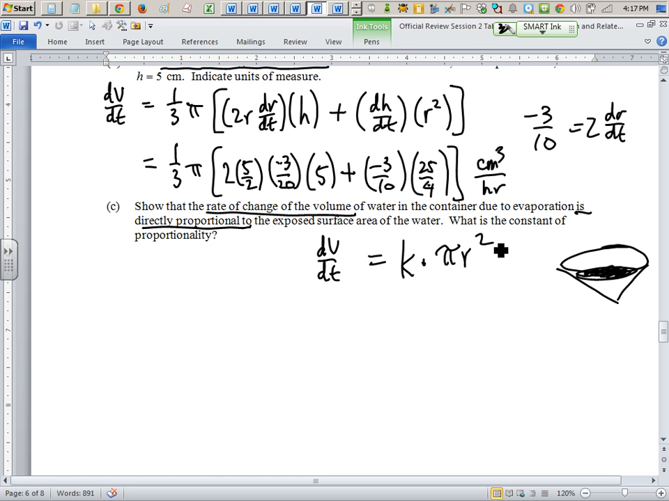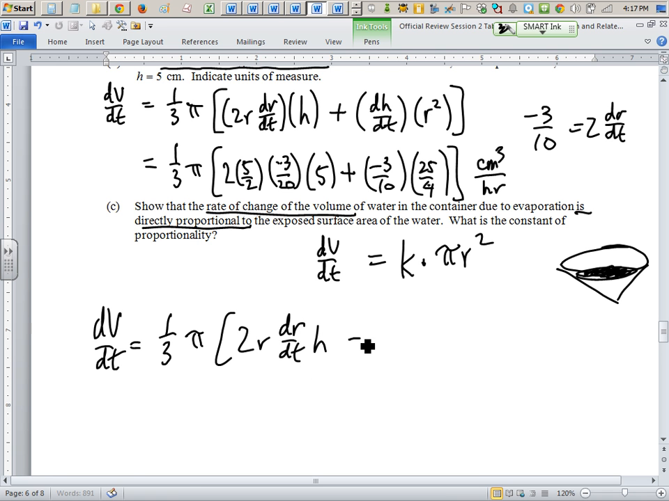It sounds like they want the more generic version because we need to have an r squared in it, right? So I'm going to write dV/dt equals 1/3 pi times r squared. It was actually 2r dr/dt plus r squared dh/dt, remember? Somehow I got to pull a pi r squared out.